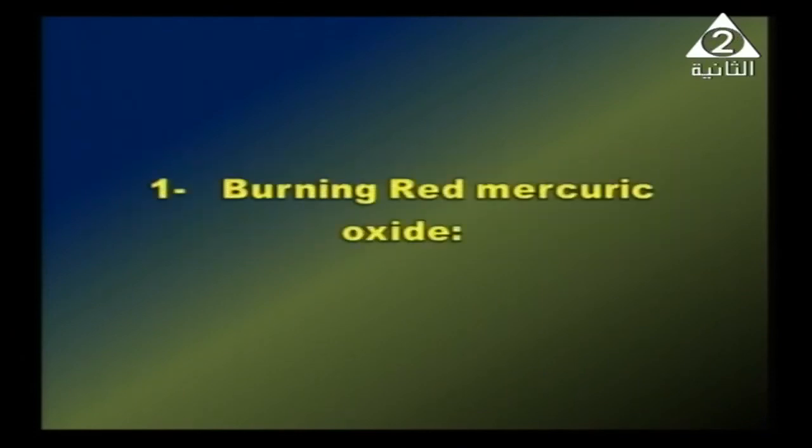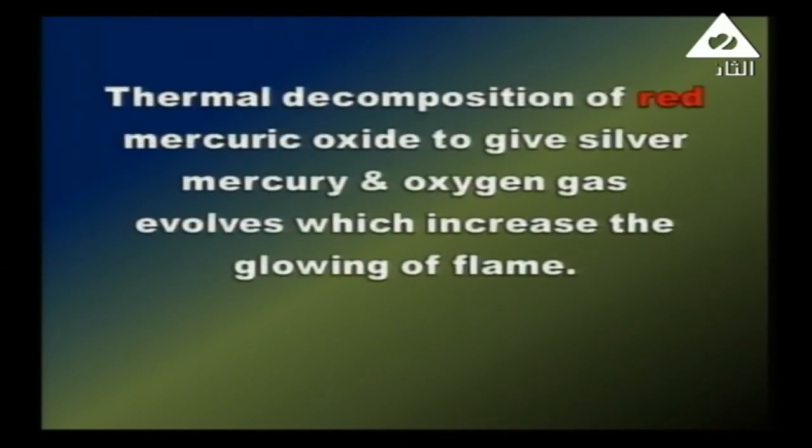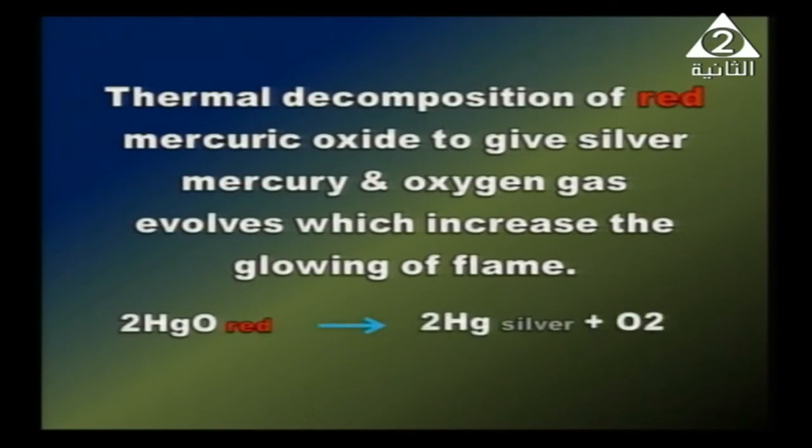Burning red mercuric oxide. What is the equation of burning red mercuric oxide? The thermal decomposition of red mercuric oxide gives silver mercury, and oxygen gas evolves, which increases the glowing of the flame. This is one of the thermal decomposition reactions.